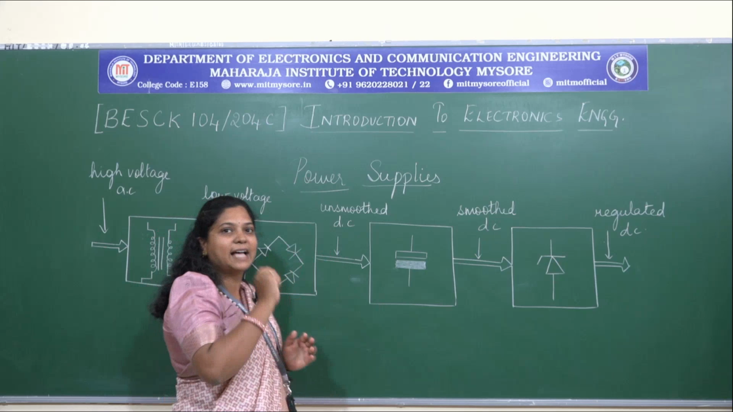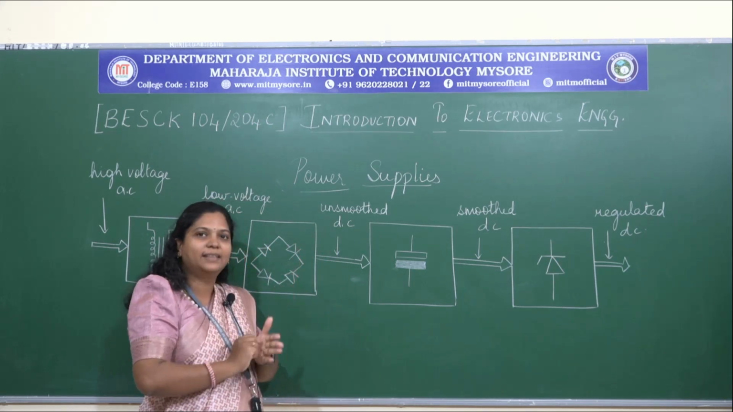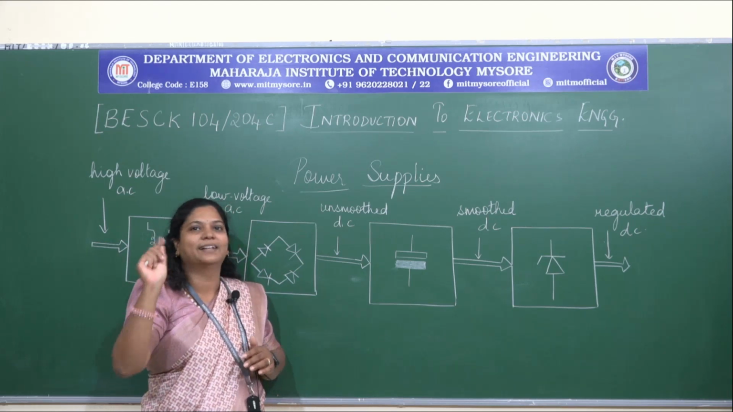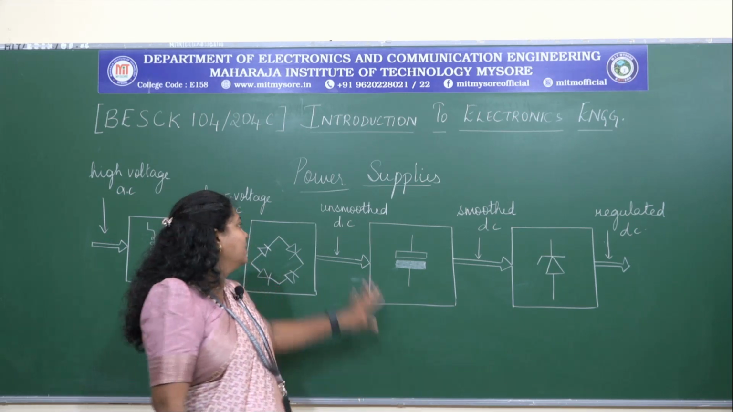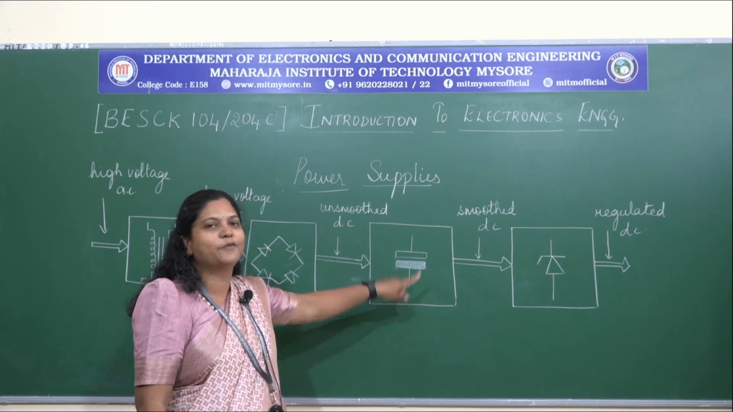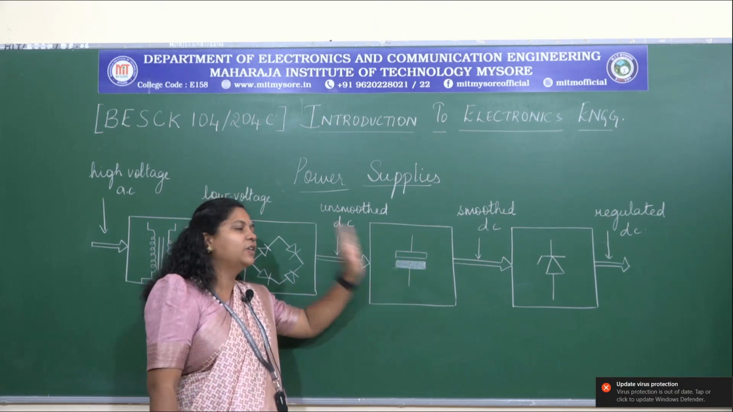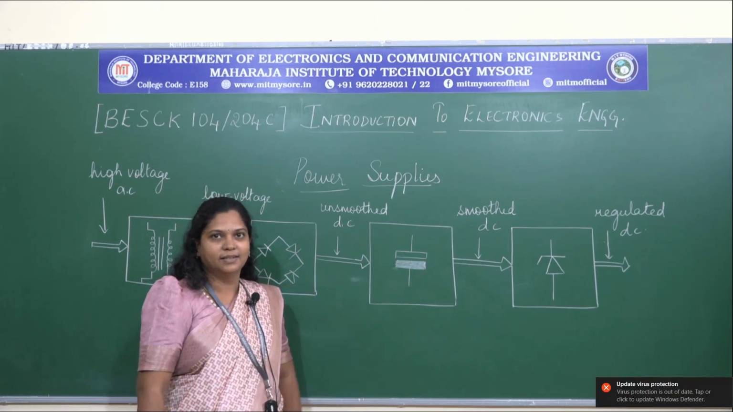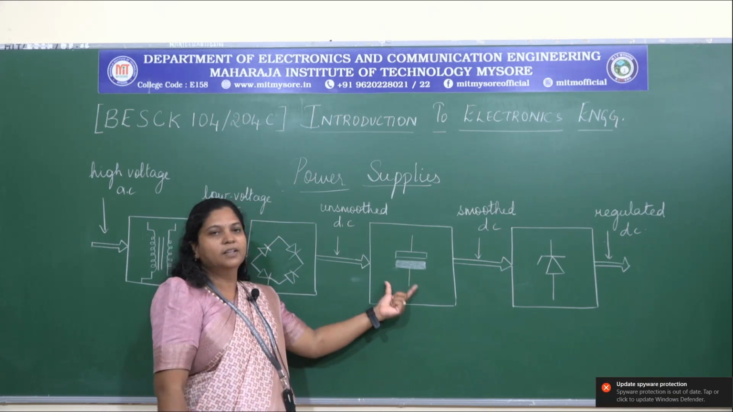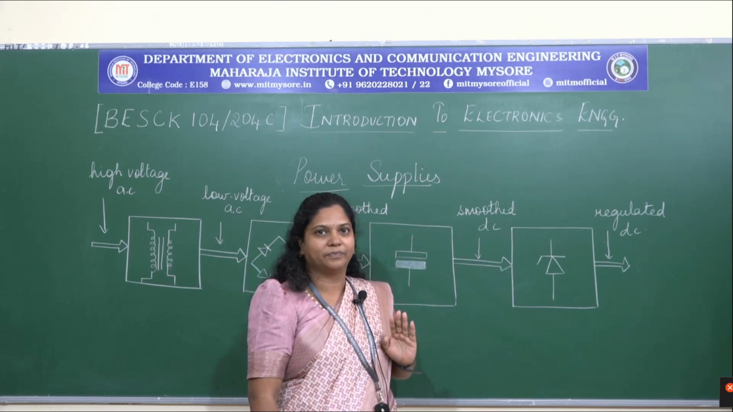Once we have this unsmoothed output, as I said previously, the output from a rectifier will always have a ripple content present along with it. In order to reduce this ripple content, we have to make use of suitable reservoir circuits, or we make use of capacitors in order to filter out and smoothen the waveforms. So we get an output as a smoothed DC.